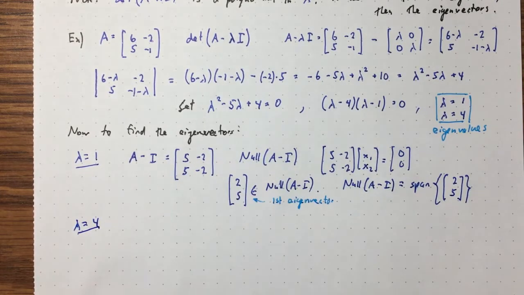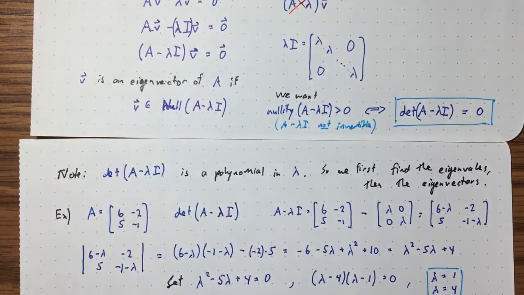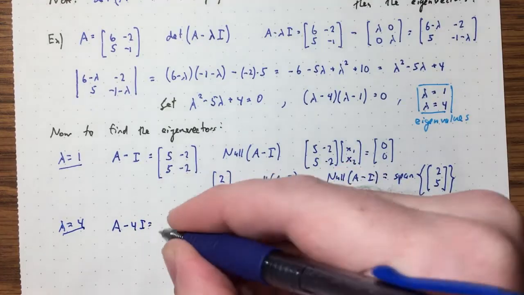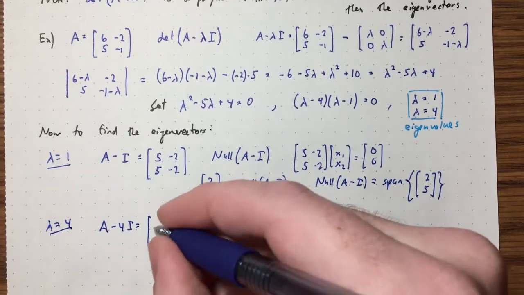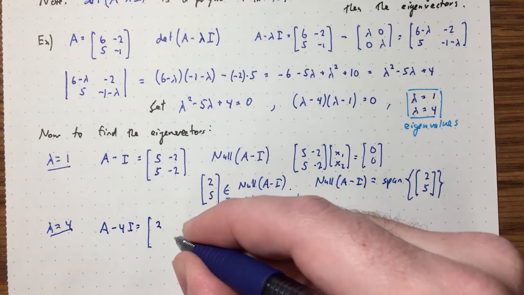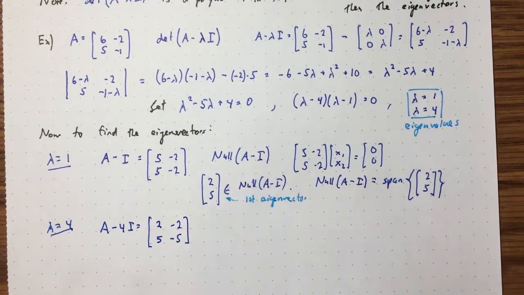How about lambda equals 4? What do I look at now? I need to look at the null space of A minus 4I. So what is A minus 4I? I take 4 off the diagonal. So 6 minus 4 is 2. Minus 1 minus 4 is minus 5. So this one.